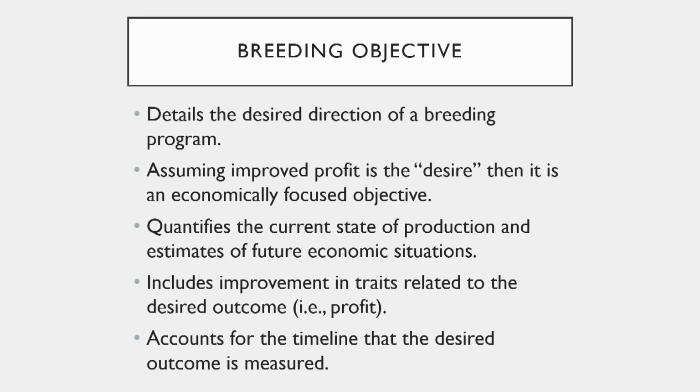Do I want to improve profit in a 2-year time horizon, or do I want it in a 20-year time horizon? That's a really important difference, because if I want profit in the short term, I will inherently focus on traits which are going to be measured in the short term, often at the sacrifice of traits which will be measured in the long term, right?